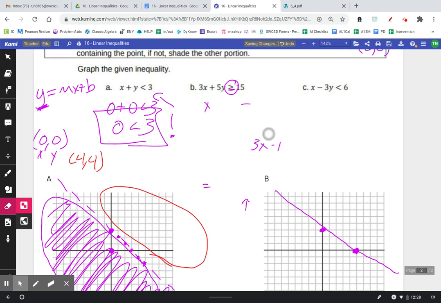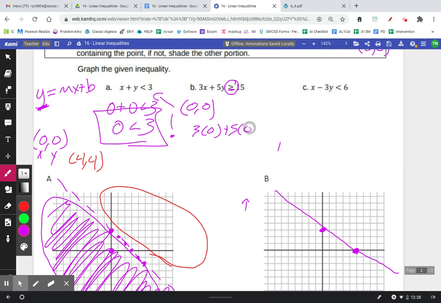This eraser's going very slow here today. I apologize. So let's check that out. I'm going to use the point 0, 0. So instead of saying 3x, it's going to say 3 times 0 plus 5 times 0 is greater than or equal to 15. I'm testing this point here to figure out if that's where I should shade, if that's where the solutions are. 3 times 0 is 0. 5 times 0 is 0.